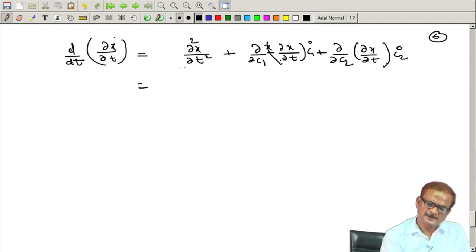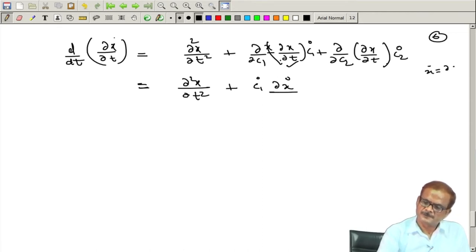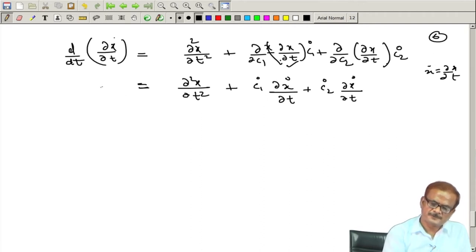Now, if we are writing like this, this is what I am going to discuss. What do I mean here? Okay. So, let me write this part first. This is c1 dot, this quantity we can write as x dot, where x dot represents dou x by dou t. In short we can represent it like this.